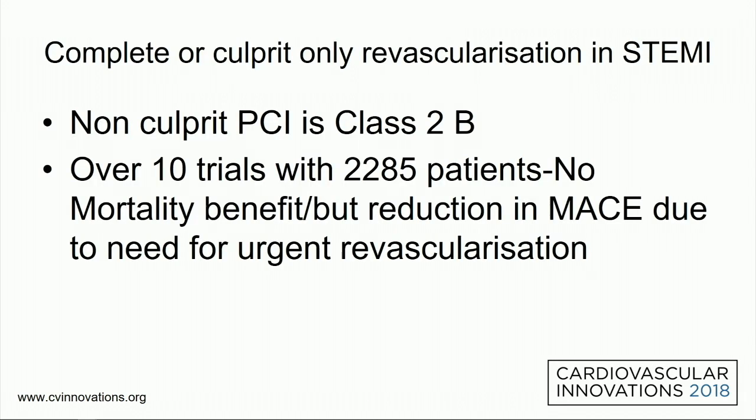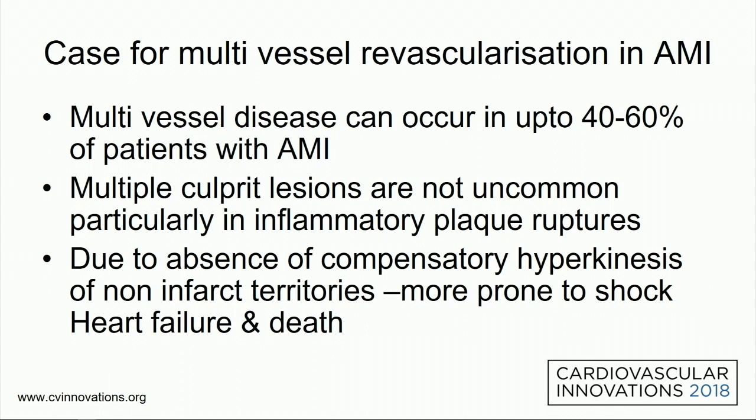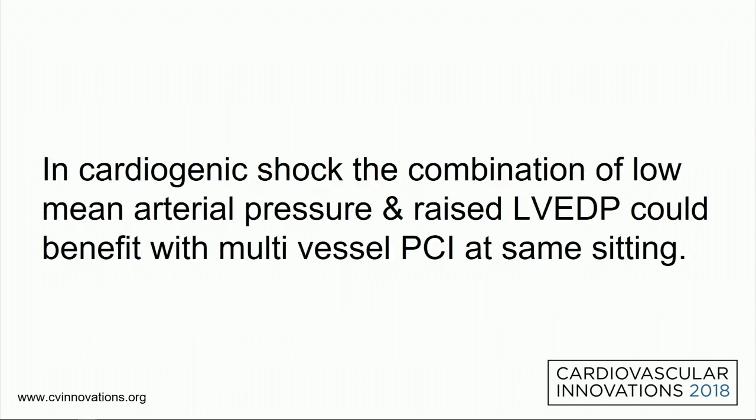So the message is whether to do a culprit-only revascularization or a complete revascularization in these patients with STEMI. Most of these trials, over 10 trials, have shown that there's no definite mortality benefit, but some reduction in MACE, mainly due to need for TLR. Theoretically speaking, multivessel disease can occur in 40 to 60% of patients with AMI, and multiple plaque ruptures can happen. When this happens, you can get absence of compensatory hyperkinesis of non-infarct territories, so it can lead to heart failure and death.